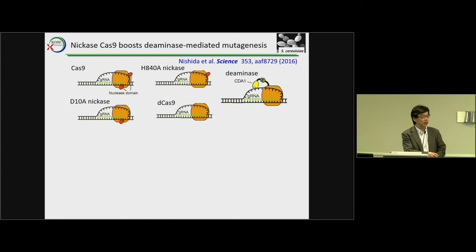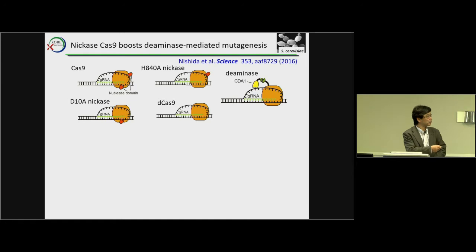So then we compare the variety of this Cas9 part. This is just Cas9, this is nickase Cas9, and this is dead Cas9. For the nickase Cas9, we have two options. In this case, it is active on the same strand as the deamination site. But in this case, this D10A nickase is active on the opposite strand of the deamination site. And this is dCas9.